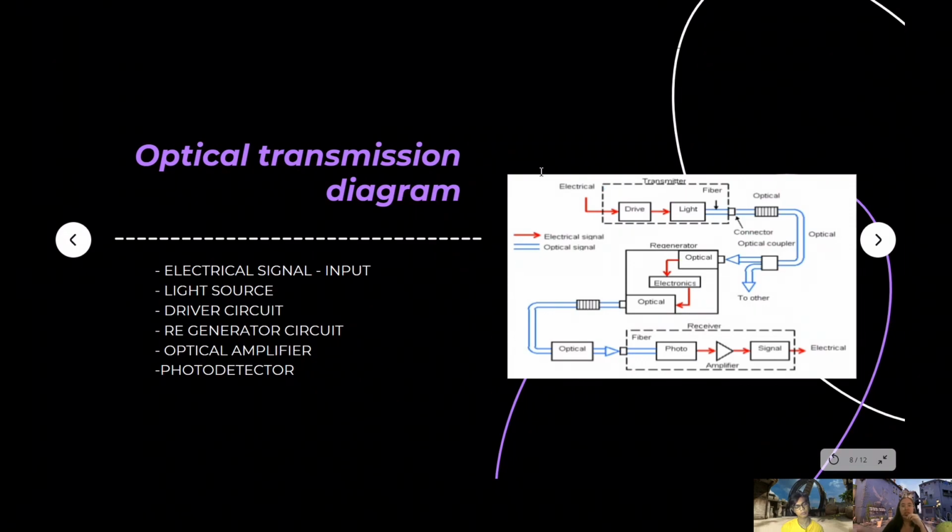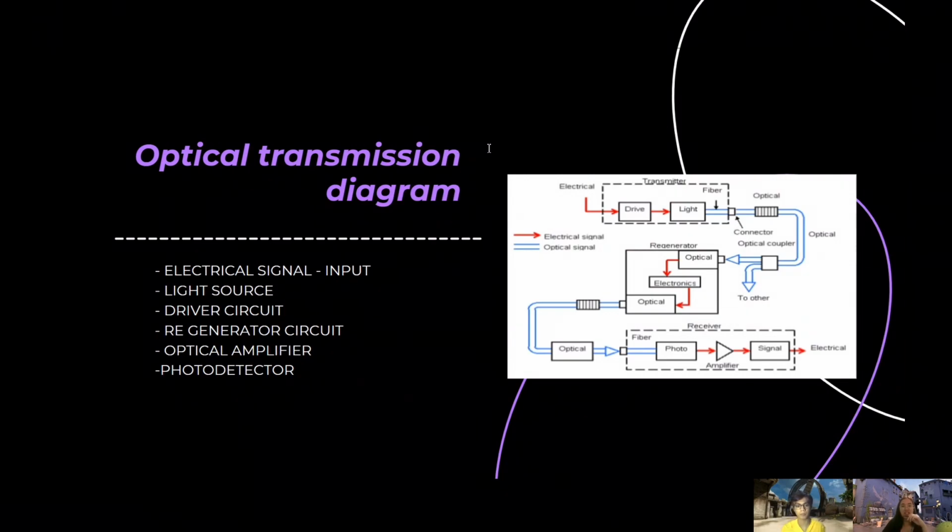So, from the given figure, it is the optical transmission block diagram. The electrical signal is given as the input. This input signal goes through the driver circuit and a light source. The light source is the one that translates the electrical signals into light particles or waves. The light source usually utilizes an LED or laser.